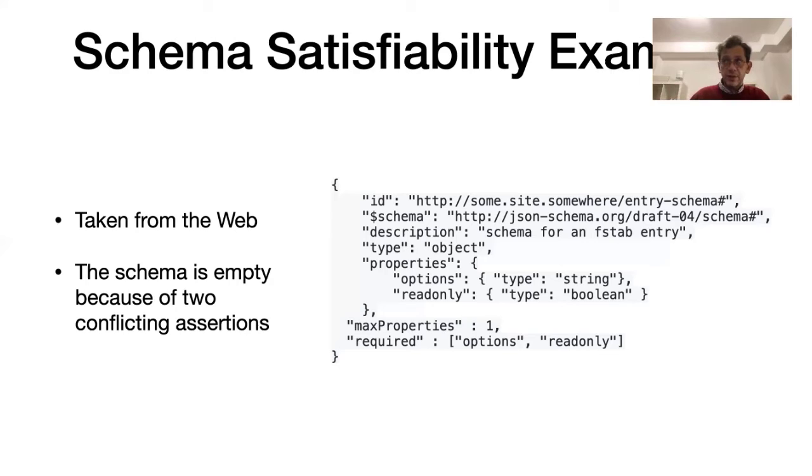This is a simple example, but in complex examples where you have assertions coming from different schemas combining together, it is almost impossible for a human to detect such a situation.